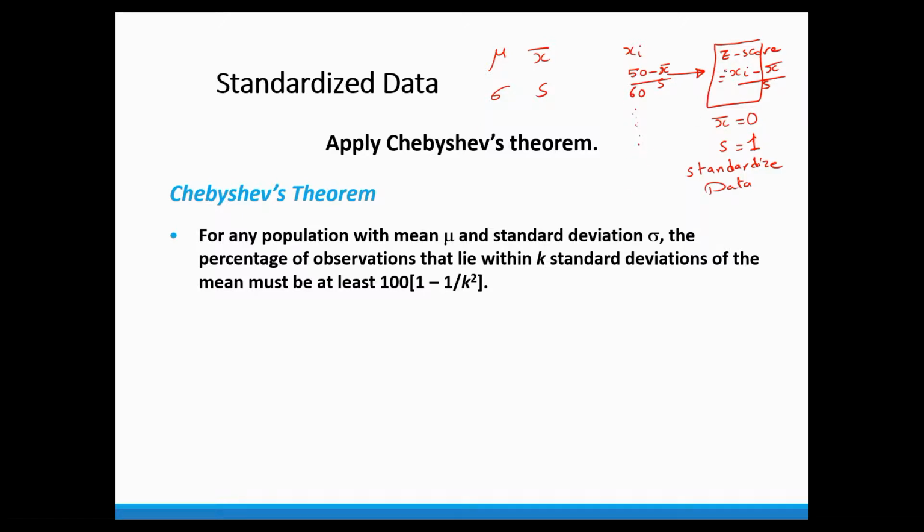In this case, the new data set obtained is called a standardized data set. If we calculate the mean for this data set, it will be equal to 0 as it's already subtracted from all the observations. And if we calculate the standard deviation of this data set, the standard deviation in this case equals 1.